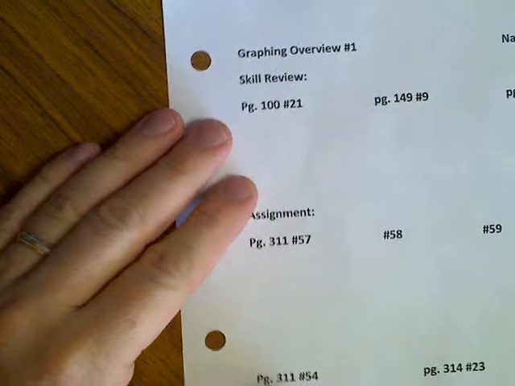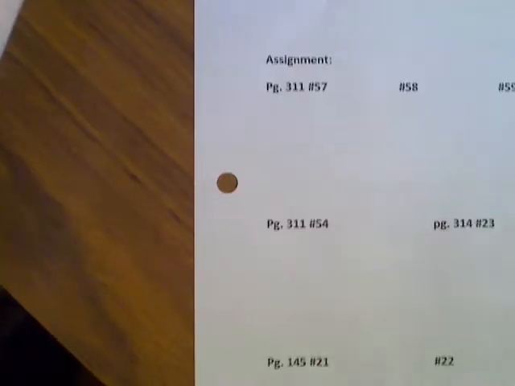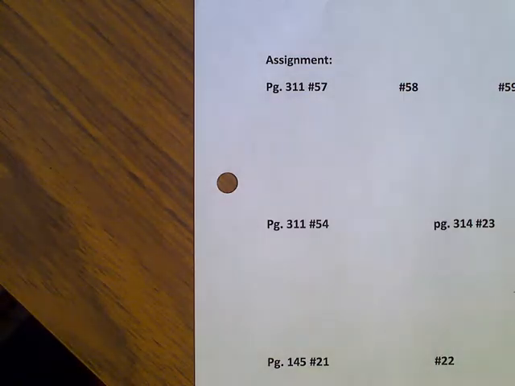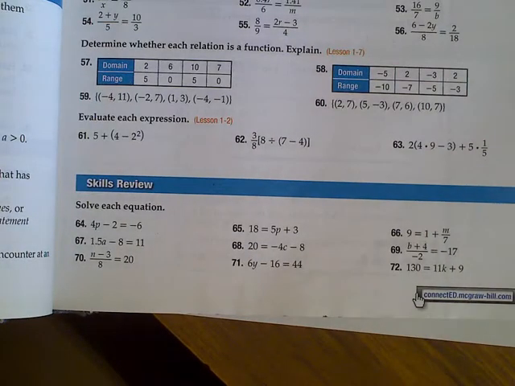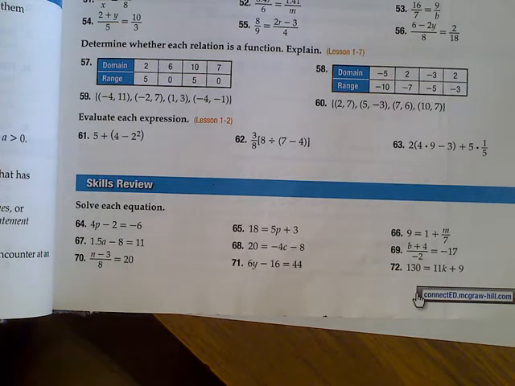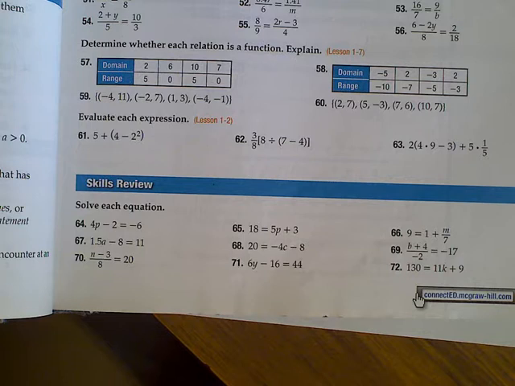We are on graphing overview number 1, page 311, 57. So we have to determine whether these are functions or not functions. Remember, when we're talking about functions, every time I plug in an x, I should get one y. For every x, there's one y.